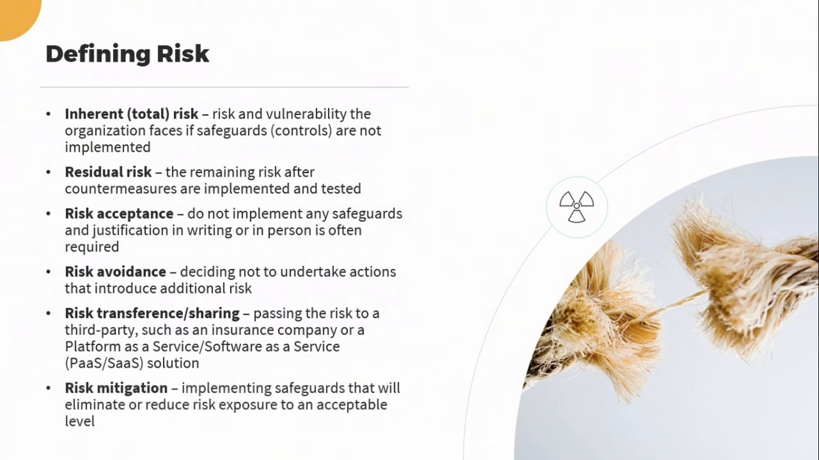And then risk mitigation. This is the actual implementation of safeguards that will eliminate or, in most cases, reduce the risk exposure to an acceptable level. It's very rare that we can completely eliminate risk or vulnerability 100%. And realize that risk acceptance, avoidance, transference, and mitigation are not a one-size-fits-all solution. You can apply a different methodology to different assets or asset classes or different scenarios.